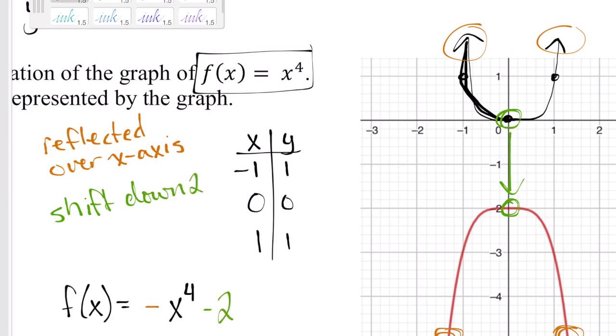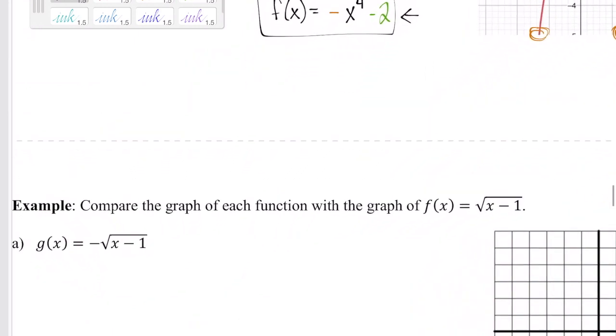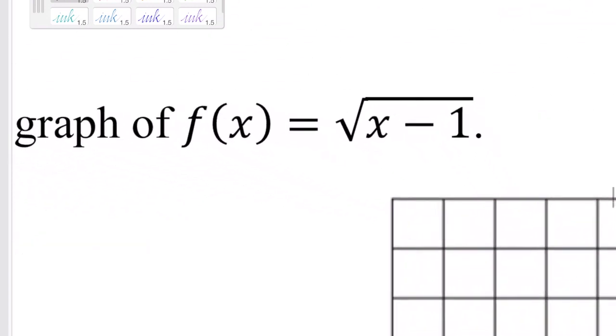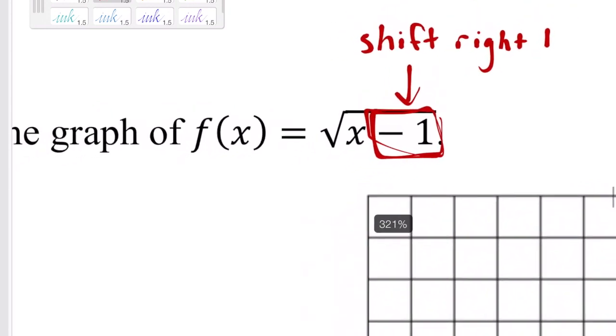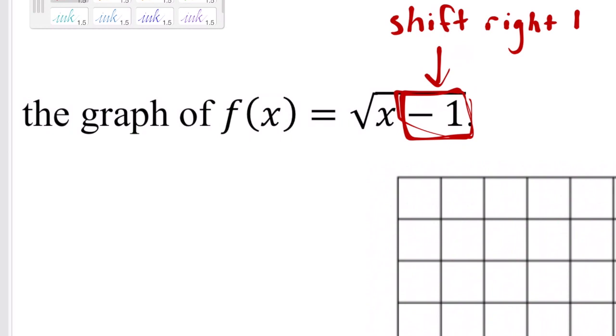So here's my new function showing all of the different things that have happened in order to get us from the parent function to the new red function. Our next bit, they want us to compare the graph of each function with the original. And so this isn't exactly the parent. We have this -1 on the inside. Because it's on the inside, I know it's affecting x. Because it's on the inside, I know it's going to be the opposite. So this is going to cause us to shift right 1. So basically, it's like I'm adding 1 to all of the x values of my parent function.